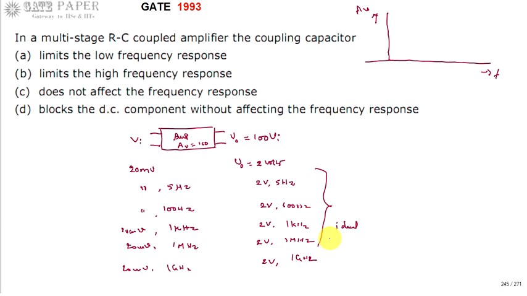Practically, gain is a function of frequency. Gain is going to be constant only in the mid frequency range. It decreases at low frequencies as well as at high frequencies. That is what we know. We are very much familiar with the frequency response graph. It looks like this.